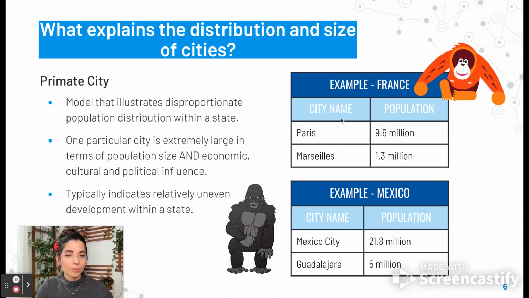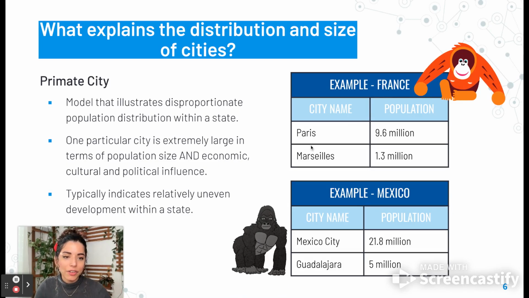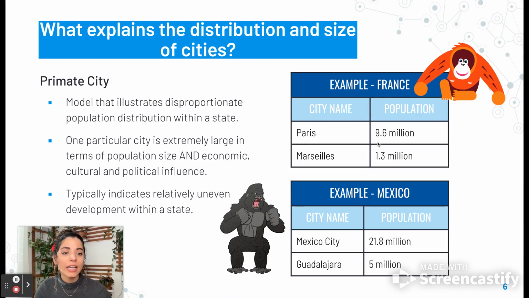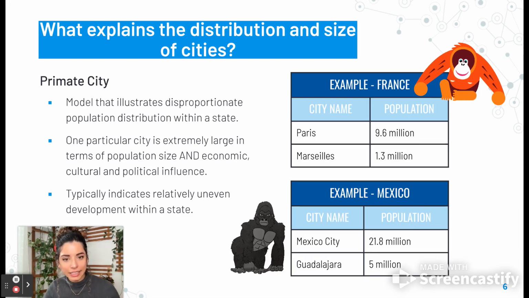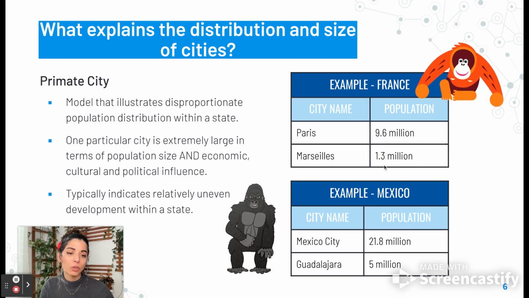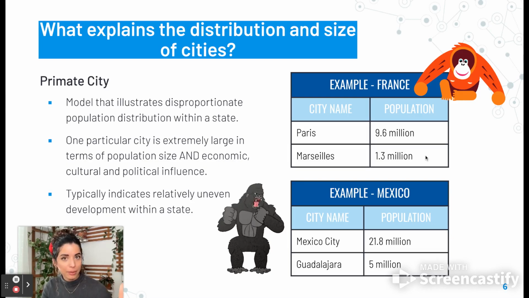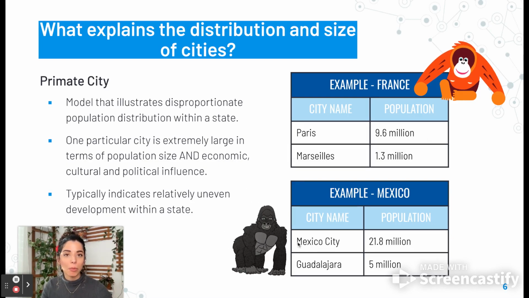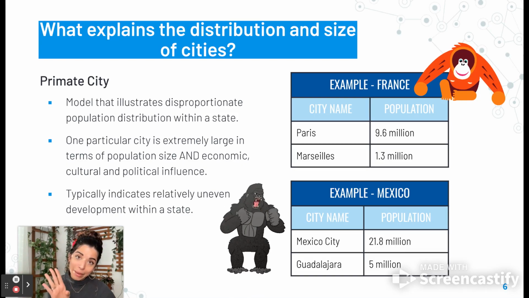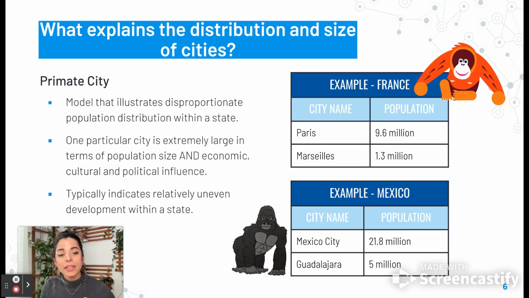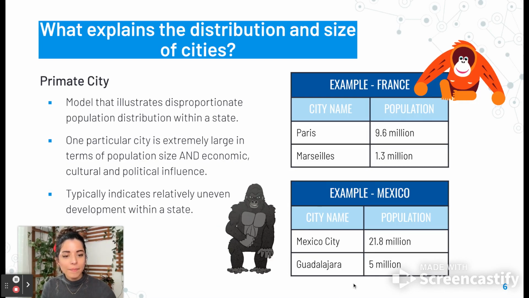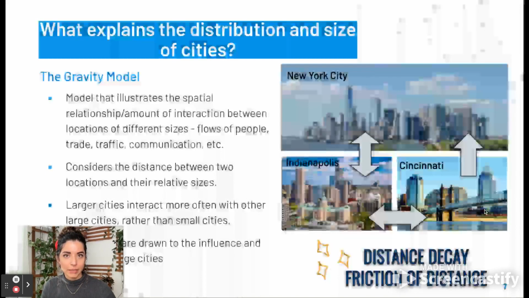So one example that we see here is France. Paris has 9.6 million people. And then the second largest city, Marseille, is 1.3 million. So that's a pretty big difference. Mexico also: Mexico City is 21.8 million, making it a megacity, a callback from an earlier objective. The second largest city is Guadalajara, and that is at 5 million people.